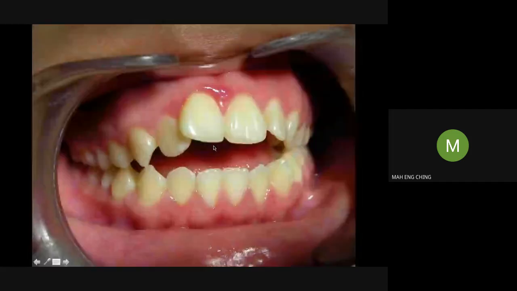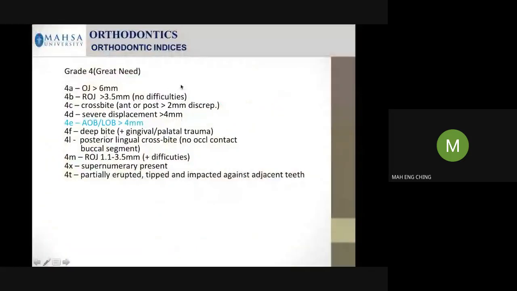4E. So if you measure this lateral incisor less than 4 millimeters, then this one more than 4 millimeters. Of course, you take the more than 4 millimeters. Like I say, you always take the most severe one. This one is not that severe, you ignore it. You take the most severe one, which is more than 4 millimeters in this case. So this patient should be 4E.